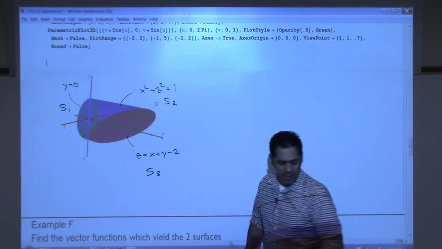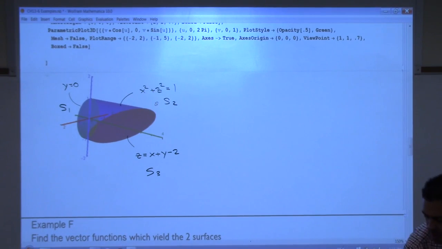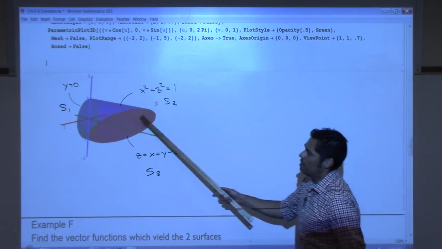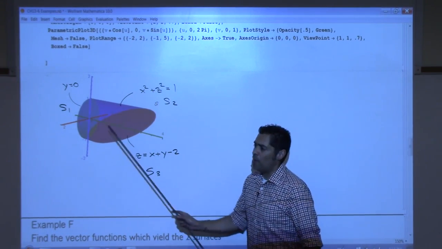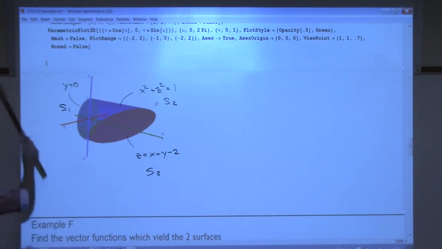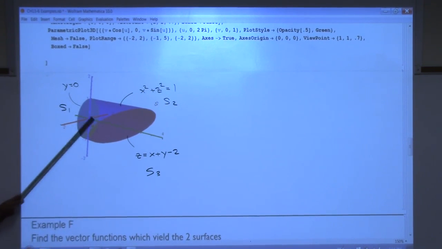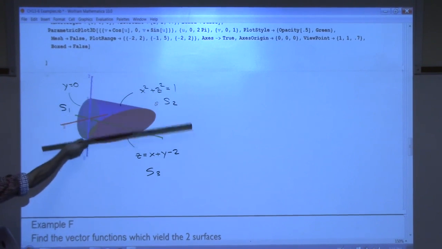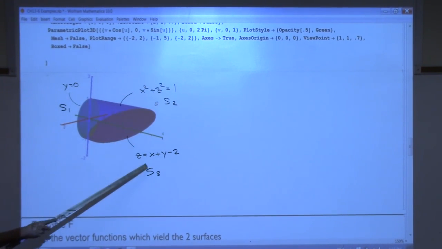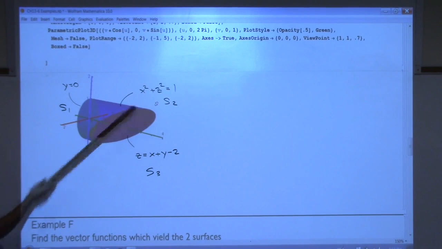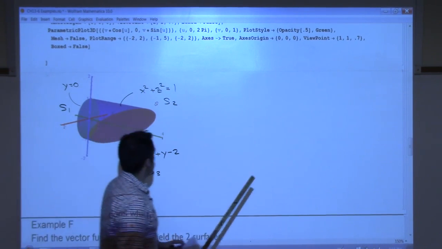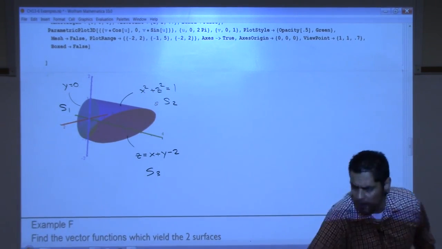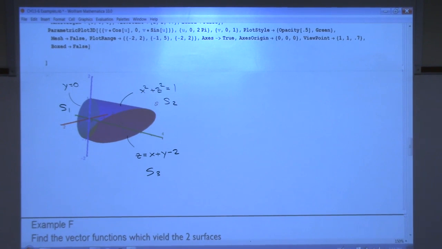Does everyone understand that this is a cylinder that's been cut with the plane y equals 0 at the back, like this, and then cut with the plane at an angle that cuts it off this way? And that's the plane that we use to cut it at this angle. Got it? So we have three surfaces. Let's start with S1 because it's probably the easiest one.